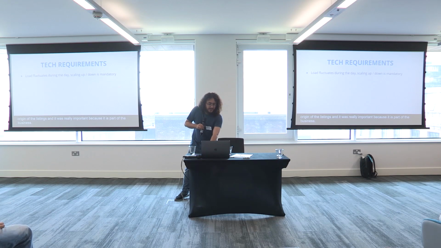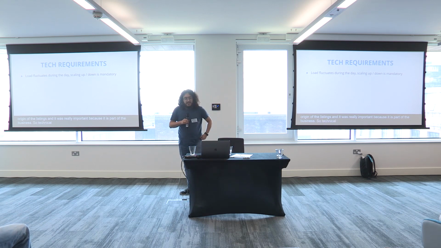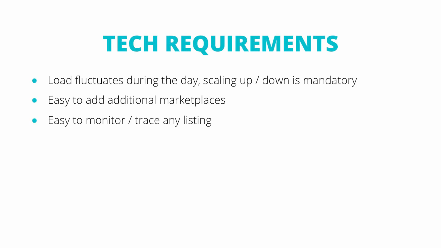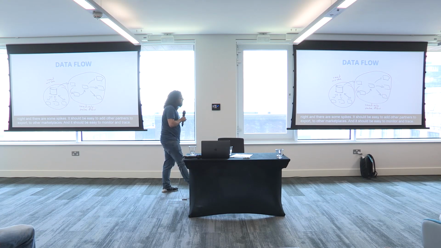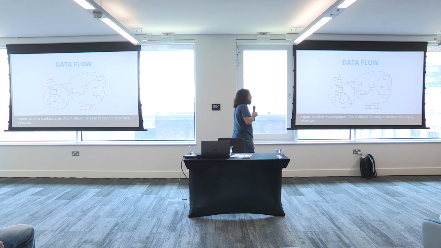Technical requirements. We don't always have the same load. As always, there's some load and some noise during the day and during the night, and there are some spikes. It should be easy to add other partners to export to other marketplaces, and it should be easy to monitor and trace. So what we have right now in AutoScout is two systems.